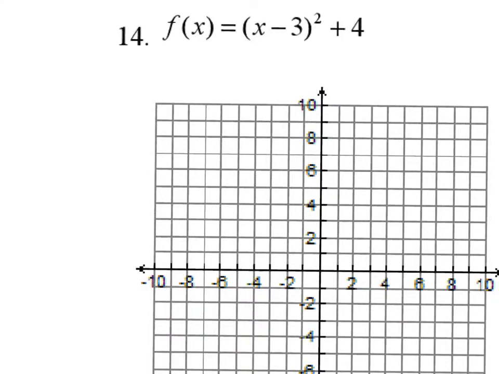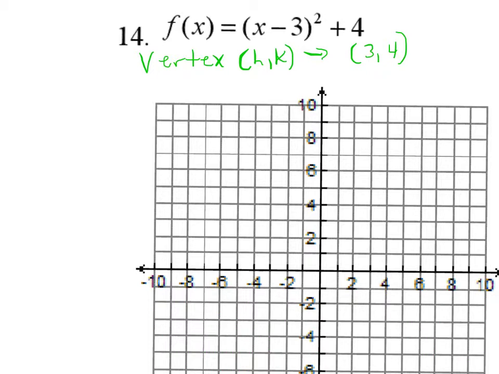Okay, for problem 14, what we're going to do is graph the following function: f of x equals x minus 3 quantity squared plus 4. So the first thing I'm going to do is find my vertex. Remember, my vertex is (h, k). So in this case, my vertex is (3, 4). Remember that the one inside the parentheses, the h, switches signs.